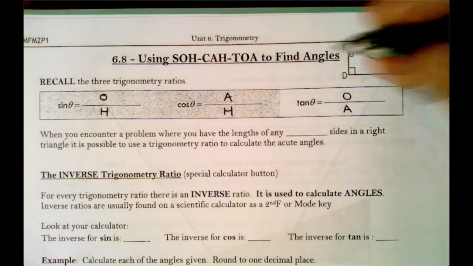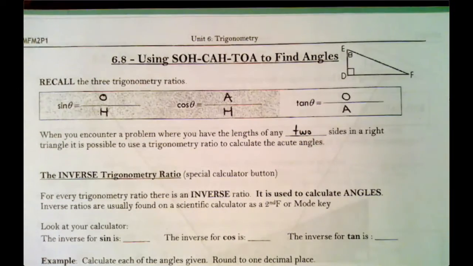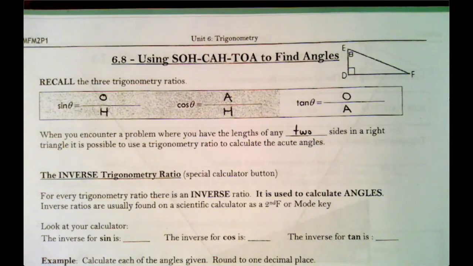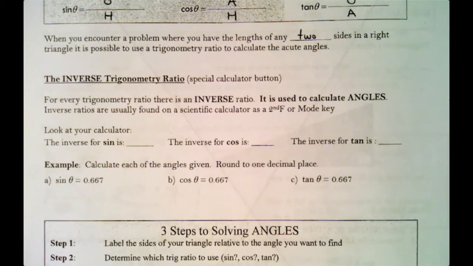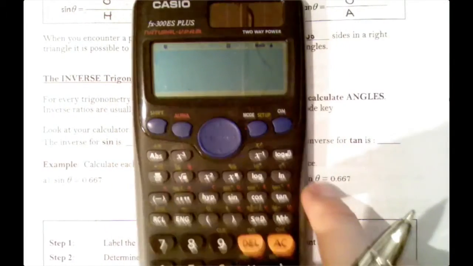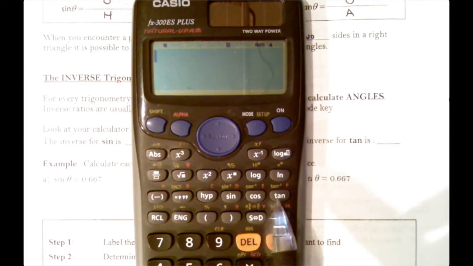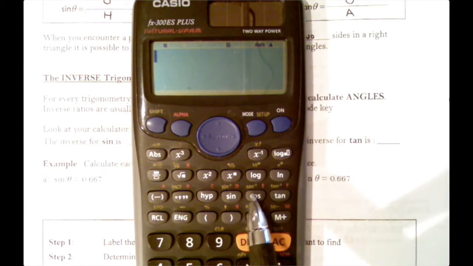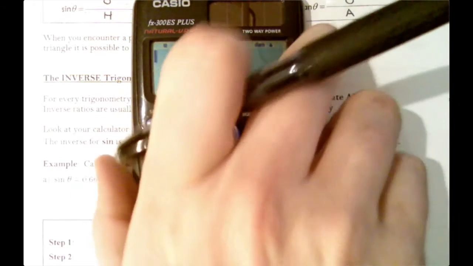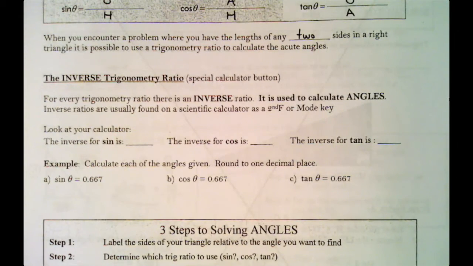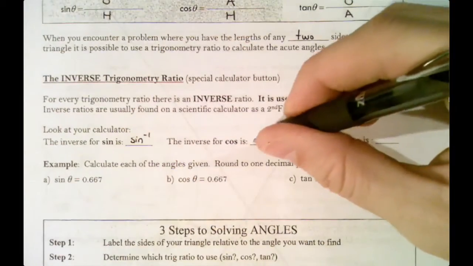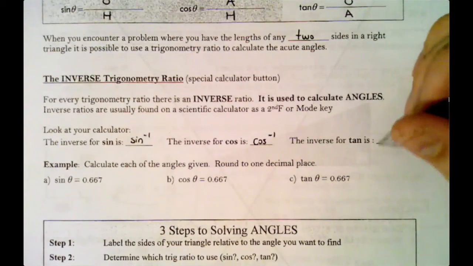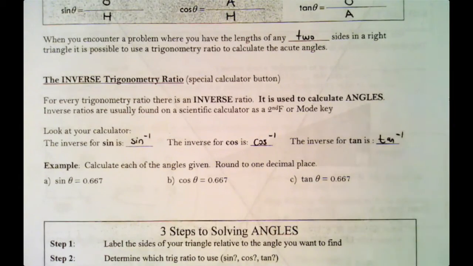And when you encounter a problem and you have two sides, you can find either of the acute angles using SOH CAH TOA. And to do that, you need to be able to use the inverse ratio. The inverse ratio involves using the second button on your calculator. So if you look at a calculator, above the sine, cos, and tan buttons, you have sine -1, cos -1, and tan -1. And we can use those buttons to get us our angles. So above sine, we have sine inverse. Above cos, we have cos inverse. And above tan, we have tan inverse.